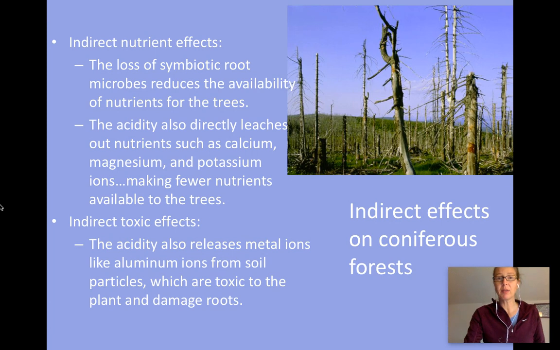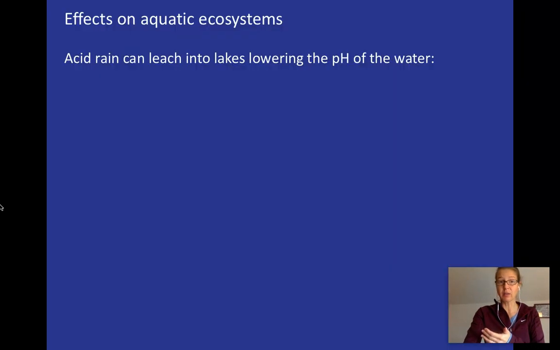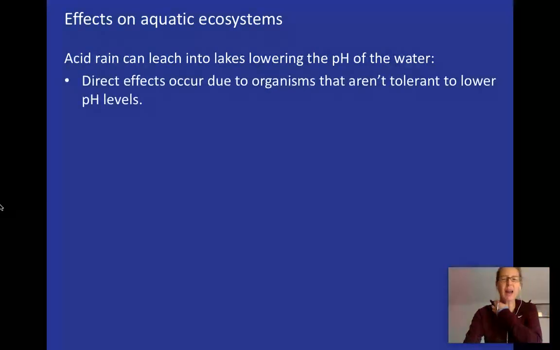Let's take a look at what happens when all this acid precipitation runs off and ends up in aquatic ecosystems. So in aquatic ecosystems, when acid rain leaches into lakes, it can lower the pH of the water. This can happen in streams too, but mostly lakes are the biggest deal. And it can directly affect organisms that are not tolerant to lower pH levels.